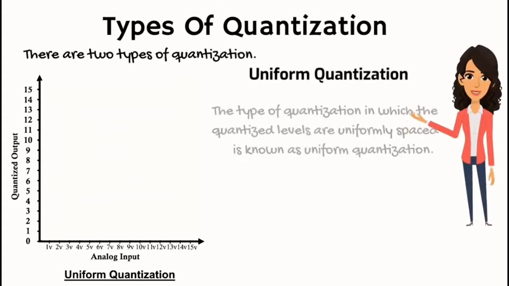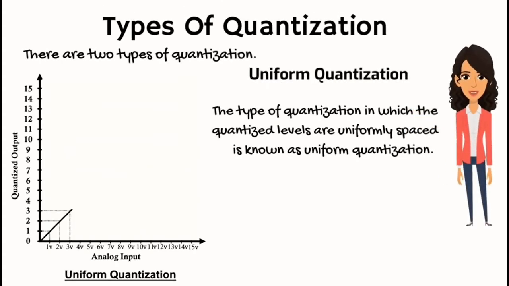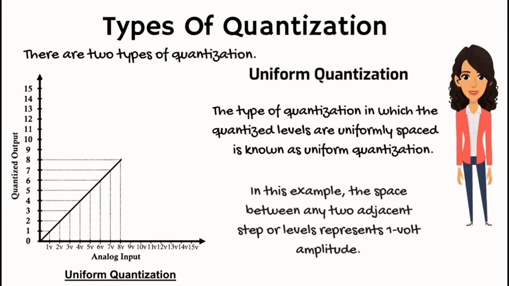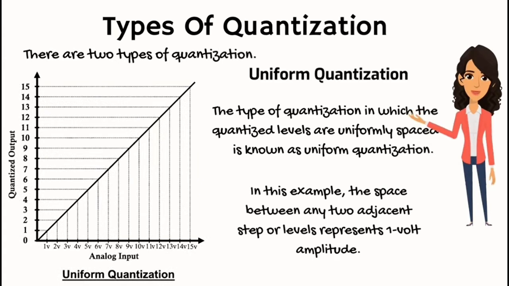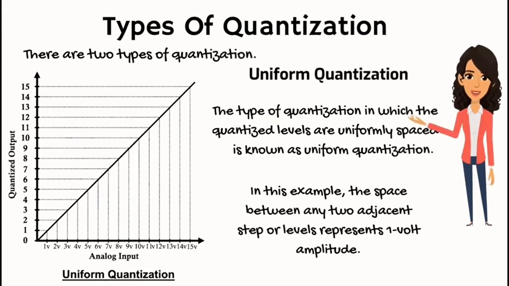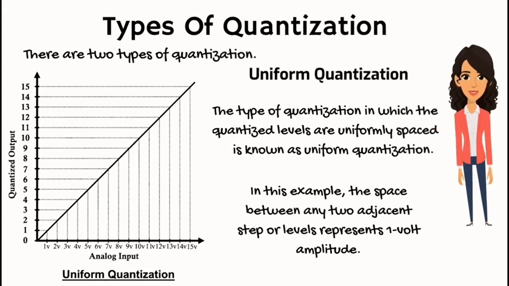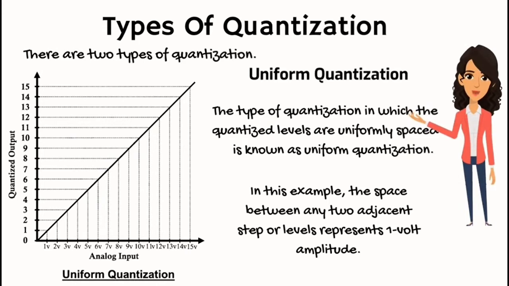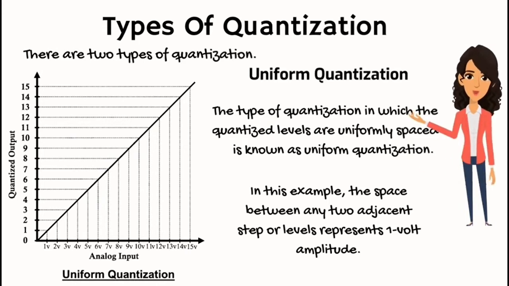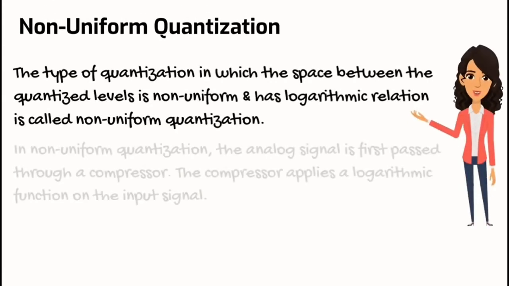Now let us have a look at types of quantization. The first type is uniform quantization. The type of quantization in which quantized levels are uniformly spaced is known as uniform quantization. In this, each step size represents a constant amount of analog amplitude and it remains constant throughout the signal. The figure on the left gives an example of uniform quantization. In this, the space between any two adjacent steps or levels represents 1 volt of amplitude, which is uniform and constant throughout the signal. The second type is non-uniform quantization.